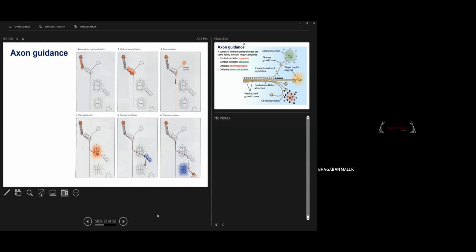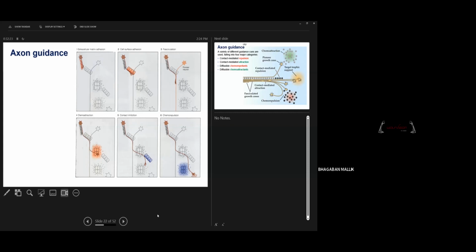Then another step is contact inhibition. Sometimes what happens is, when the growing axon finds an inhibitory substance, it stops growing. It is called contact inhibition. So these are different steps of axon guidance. It is not only the polymerization of F-actin or microtubules. There are a lot of steps in between.